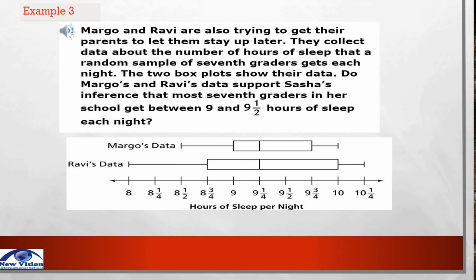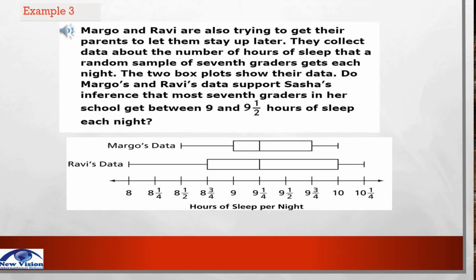So comparing this one to our problem number 2, it was Margot who suggested Sasha to use the mean and the median. So in this problem number 3, it's his friend Ravi, and him also trying to convince their parents that they will stay up later. Now, using the box plot, we are supposed to answer the question: does it support Sasha's inference that the 7th graders get between 9 and 9.5 hours of sleep each night?